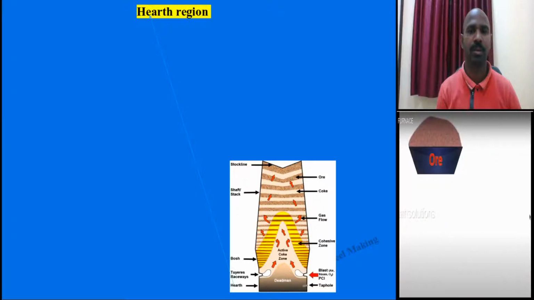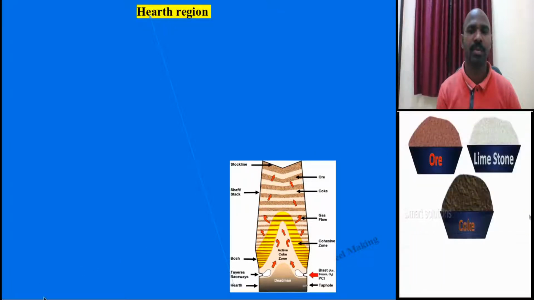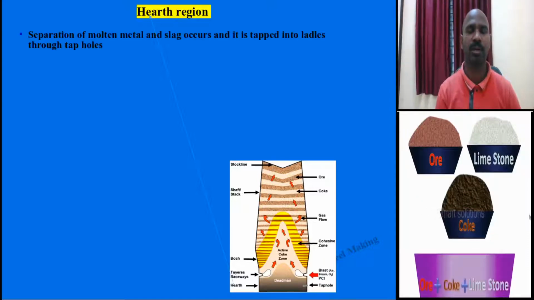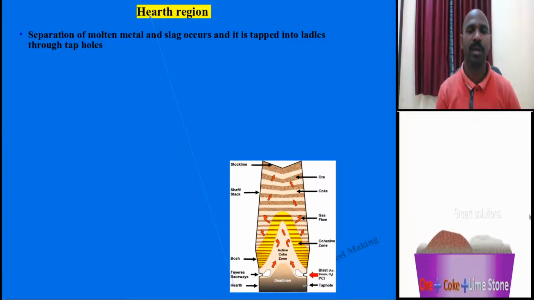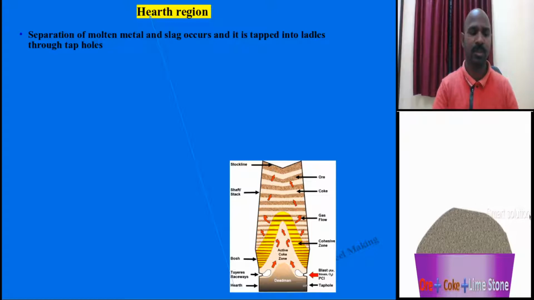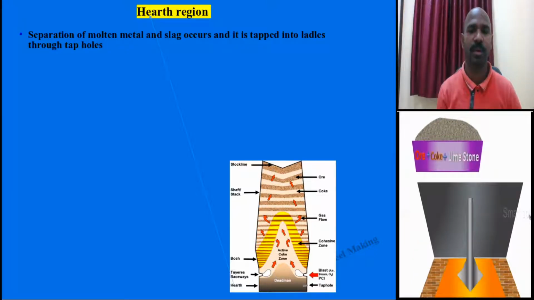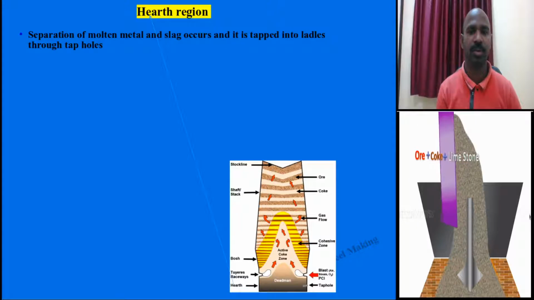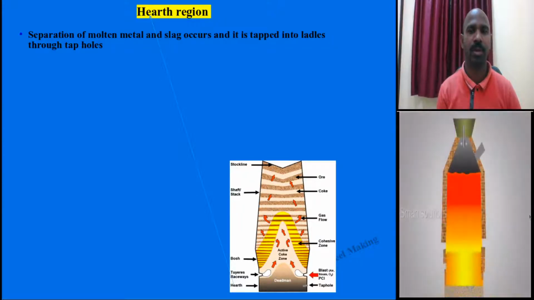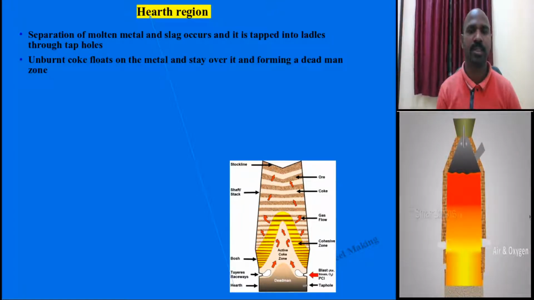About the hearth region, let me speak about how this particular hearth region is so important in this blast furnace section. Mainly the separation of molten metal and molten slag occurs here. There will be two taps, one for the molten slag and one for the molten metal, situated in the hearth zone. If some unburnt coke remains in this section, it goes out into the slag region, which forms a dead man zone.